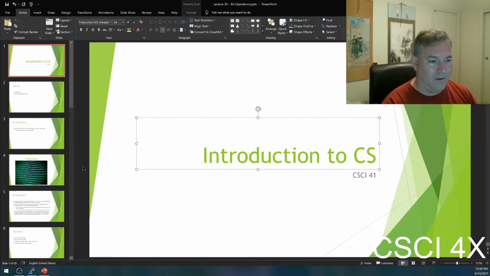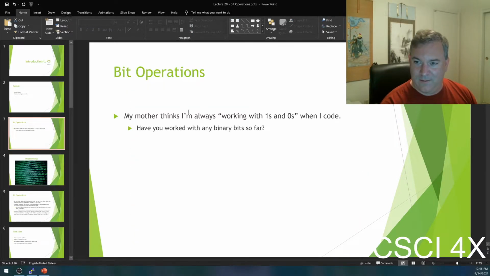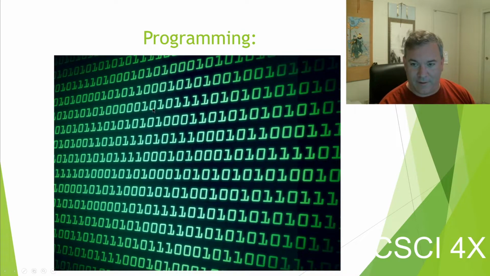Okay, so my mom always used to say, programming is just working with zeros and ones, and that's usually not the case, right? Usually we don't stare at giant glowing screens of zeros and ones and be like, yes, that bug's right there. Clearly, that one should be a zero, clearly.